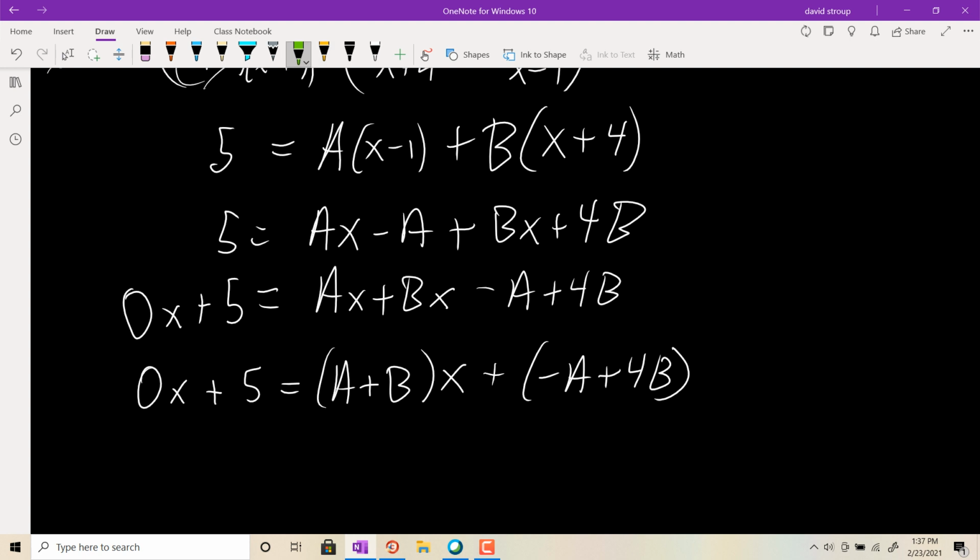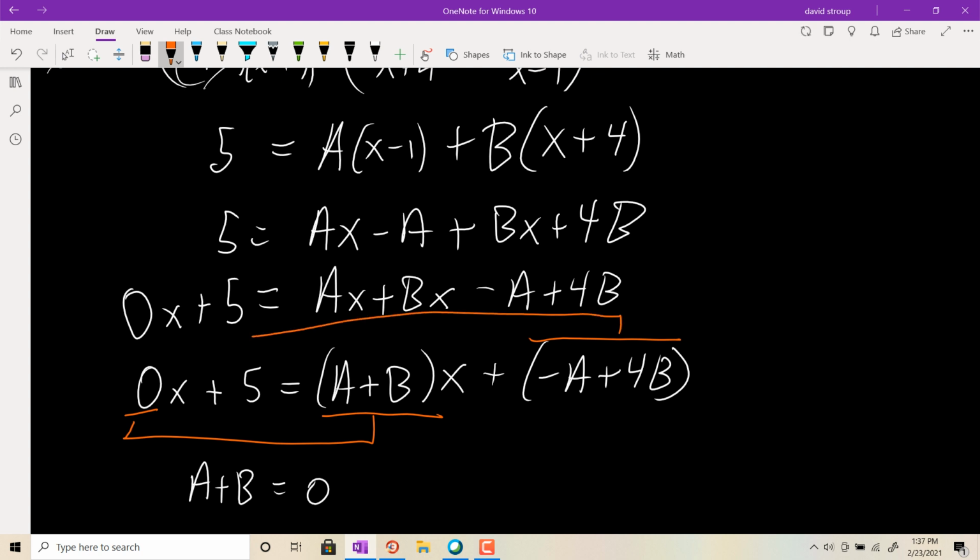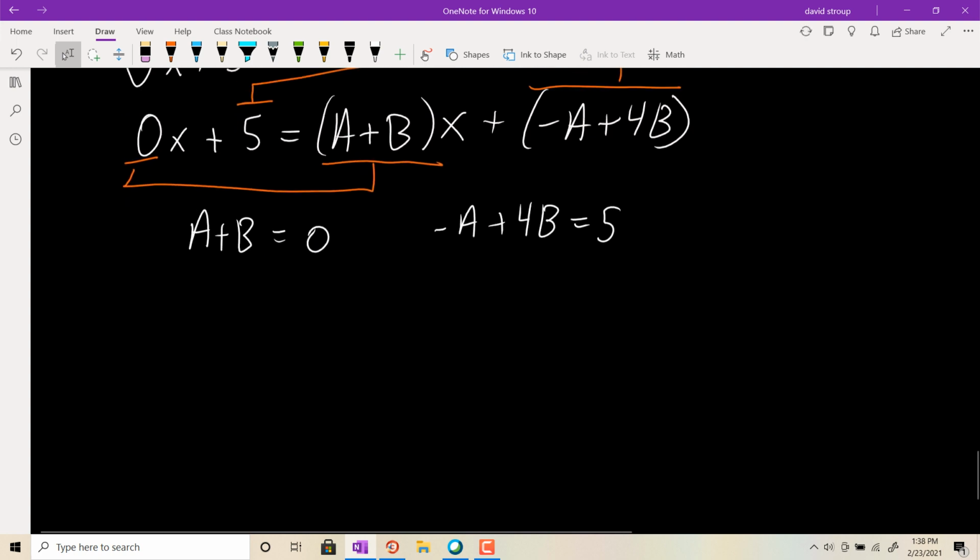So again, you're equating coefficients. So a plus b is the same as 0. I could write that out: a plus b is equal to 0. And then the constant part, negative a plus 4b, must be just 5. So I'll have negative a plus 4b equal to 5. And then you have a system of equations in two unknowns. You could solve that system.